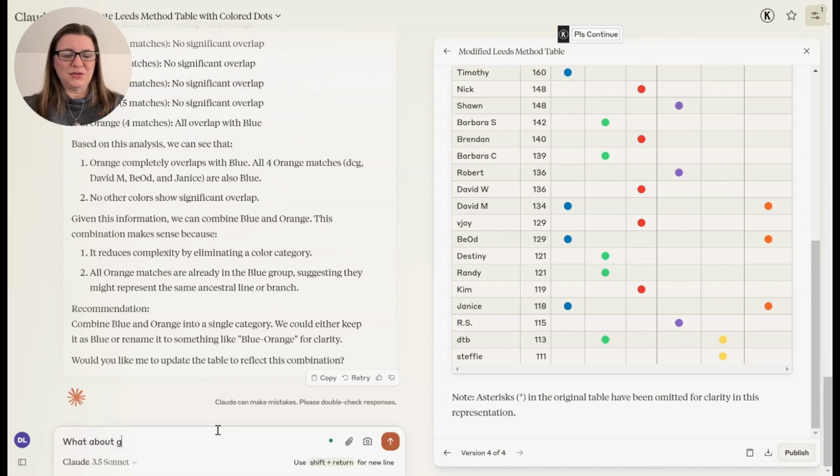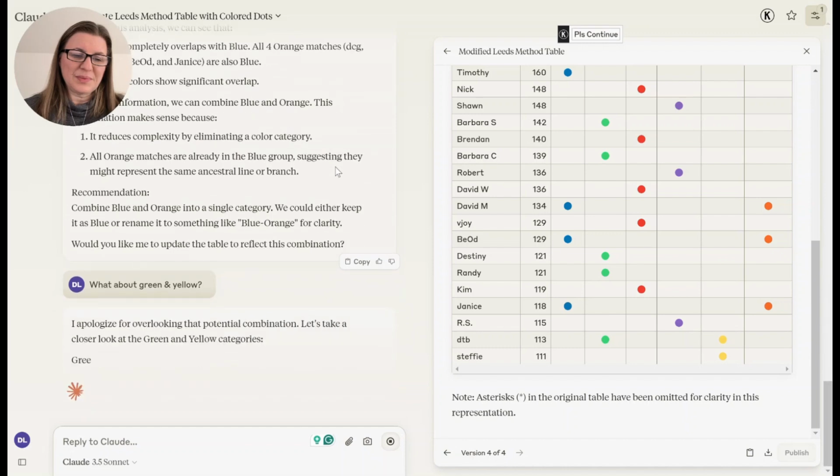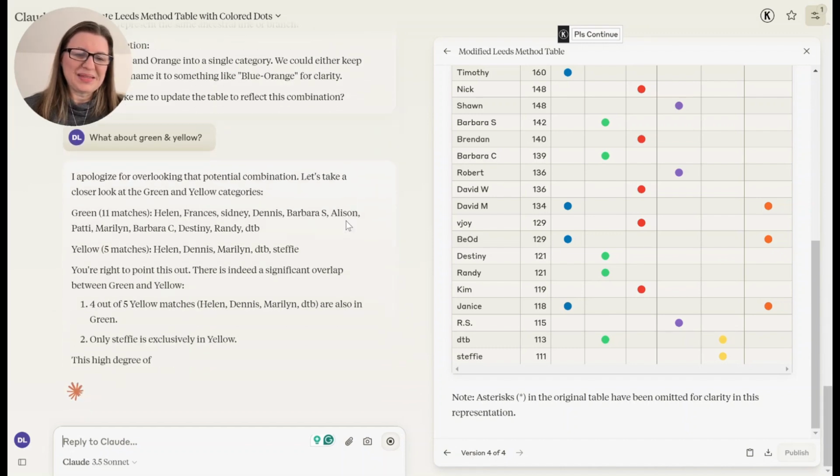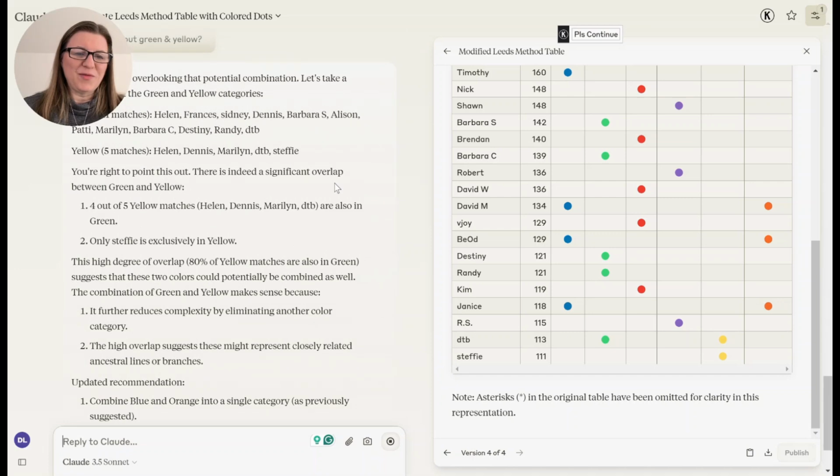What about green and yellow? I apologize for overlooking. There's significant overlap. 4 of 5 yellow matches are also in green. Only Steffi is exclusively yellow. That's correct. I'm really disappointed because yesterday it was so beautiful.